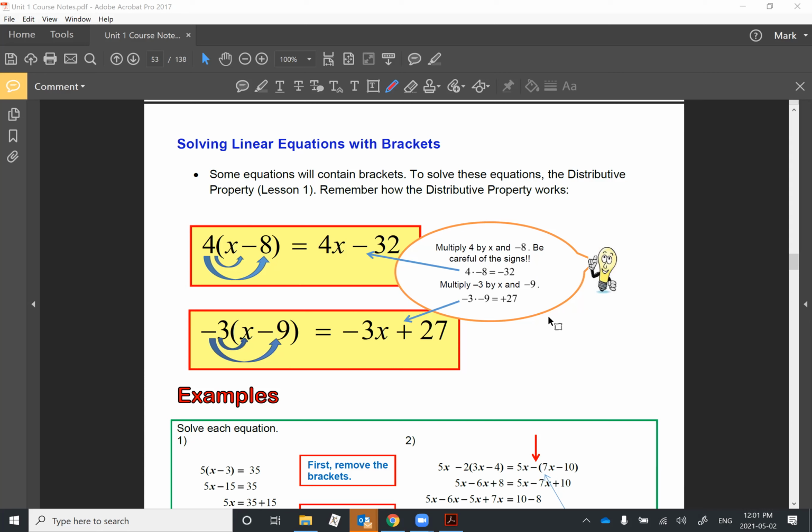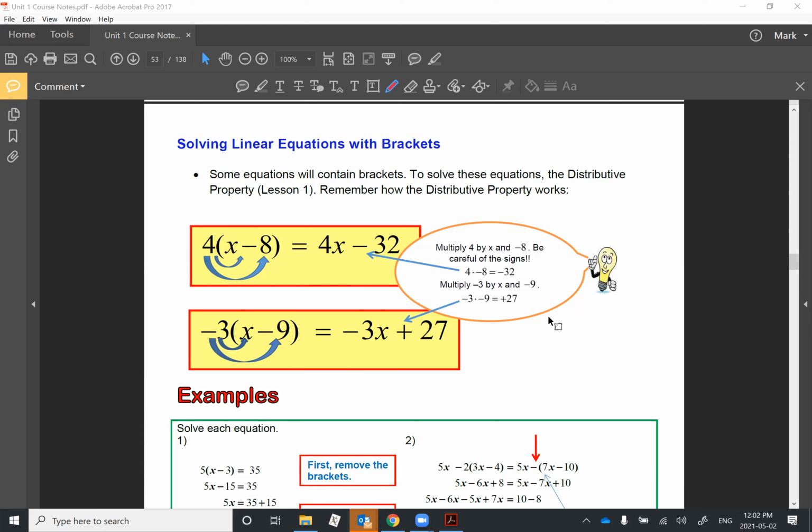Equations can become much harder when you introduce things like exponents, brackets, fractions, logarithms, which you might not know about right now. You might have heard about that in high school. Some equations, like we're going to start simple, might have brackets.